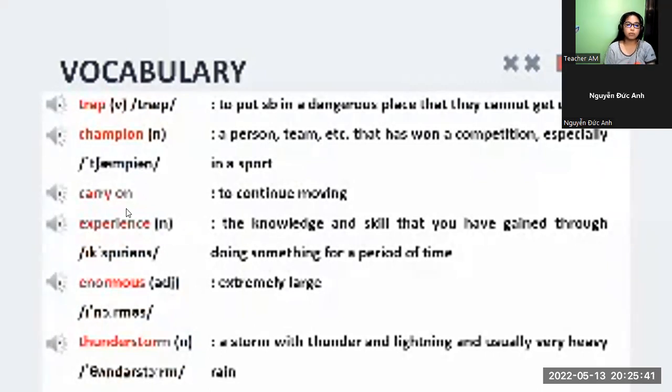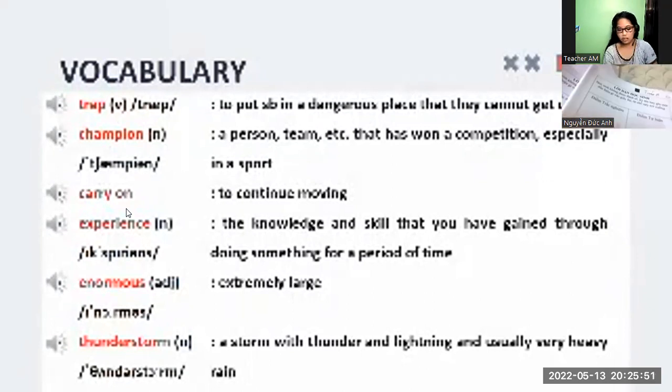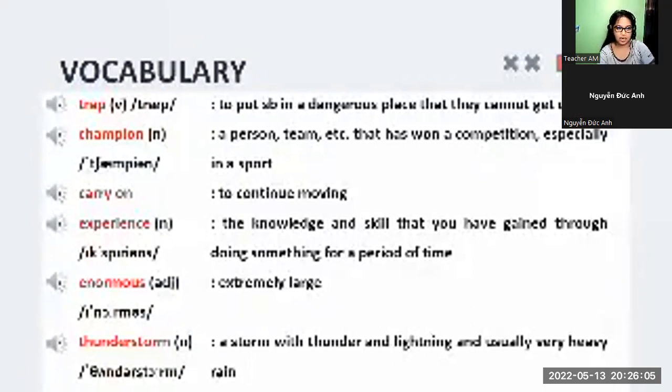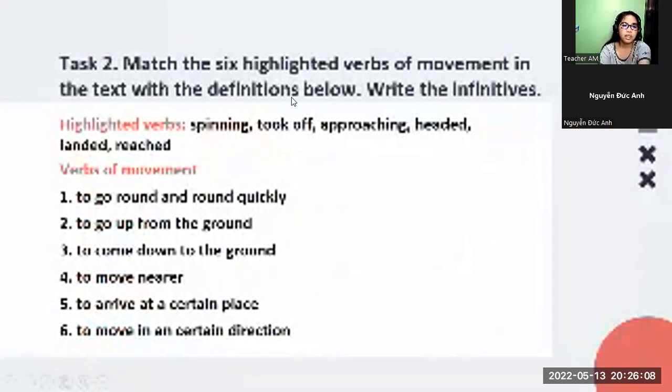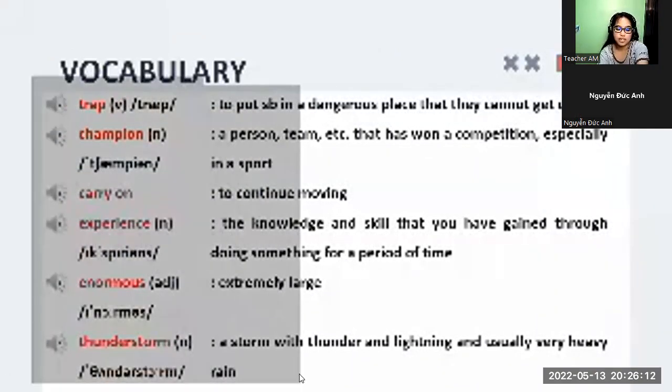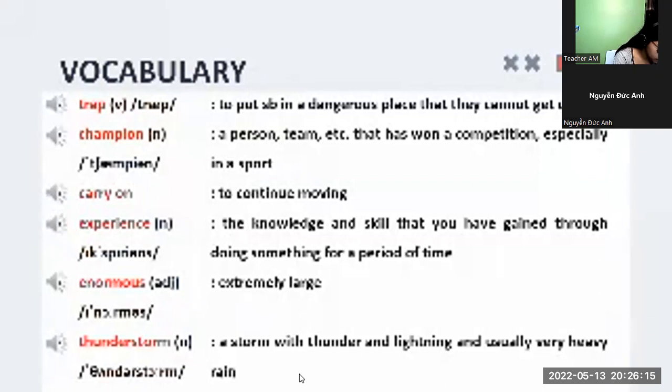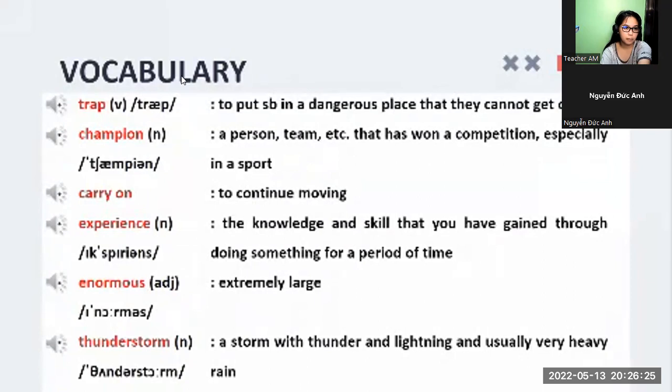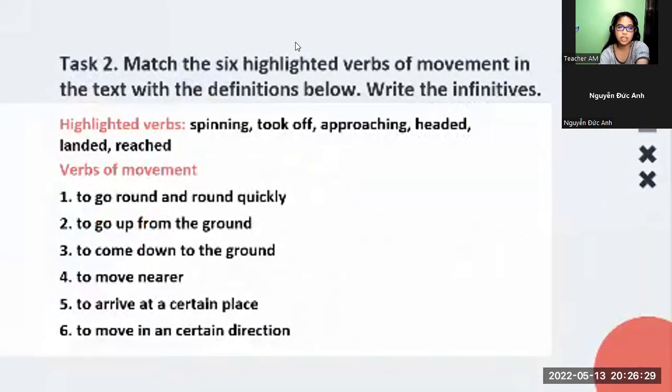Okay. So now I want you to repeat all the words from our vocabulary. Can you please say it all? Track, champion, carry on, experience, enormous, thunderstorm. Okay. So great. Do you have any questions about the words here? I don't have a question. Okay, great. So now let's proceed with task 2.